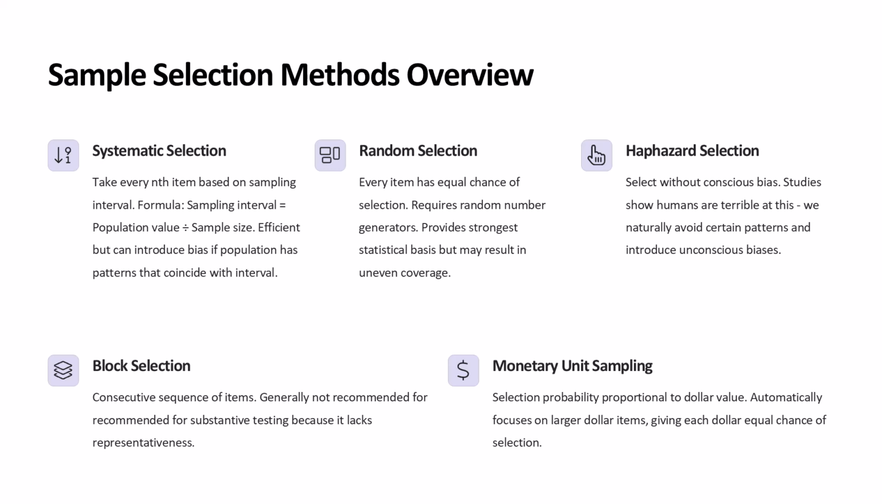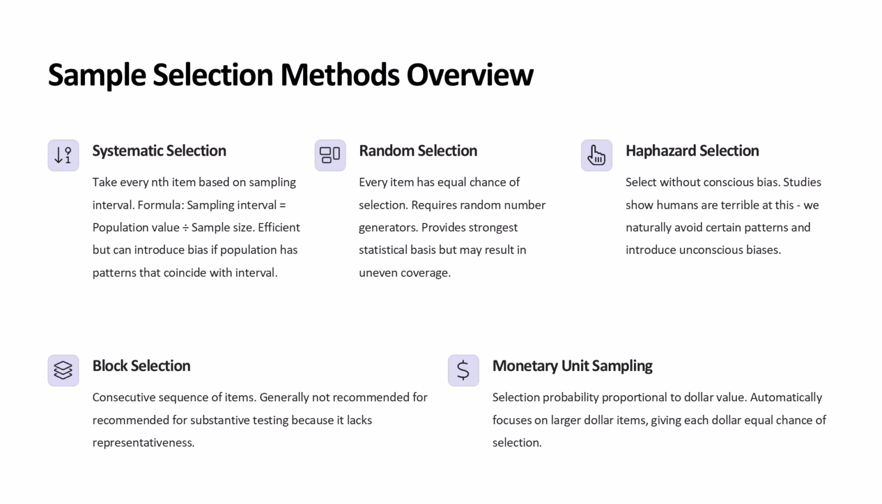4. Block selection, consecutive sequence of items. Generally not recommended for substantive testing because it lacks representativeness. Block selection examines items that occur together in sequence, which can be efficient, but severely limits your ability to project results to the entire population. Items that occur together often share characteristics, making the sample unrepresentative. This method might be appropriate for specific procedures like testing cutoff, but not for most substantive testing.